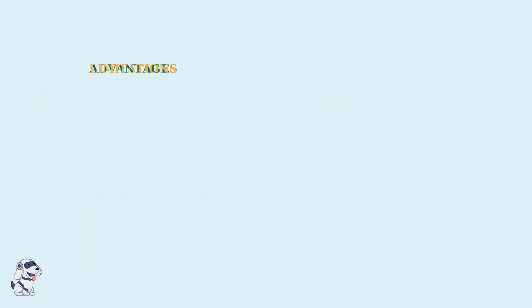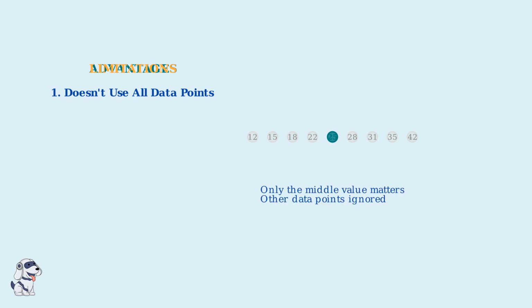However, the median also has important limitations that researchers must consider. It doesn't use all data points, is less suitable for further statistical calculations, and may not be unique in small datasets. The median only considers the middle value or values, ignoring the actual magnitude of other data points. This means valuable information about the distribution is lost, which could be important for understanding the full picture of health outcomes.